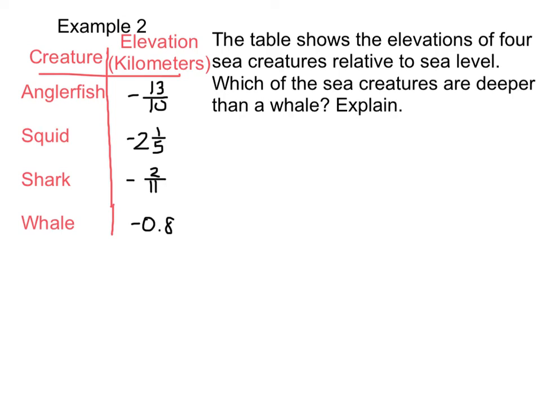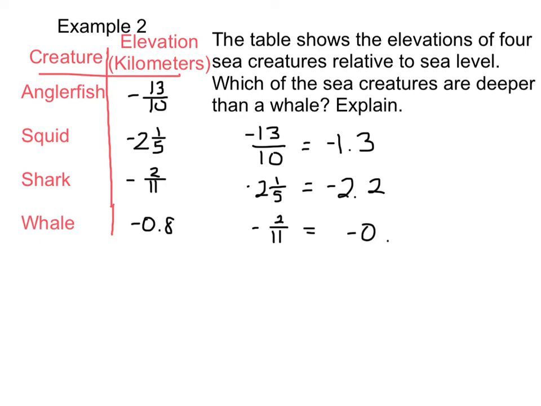So, -13/10. -13 divided by 10 is -1 3/10. -2 1/5 is equal to -2.2. And -2 11ths is equal to -0.18 repeating. And we know the whale then is -8/10.